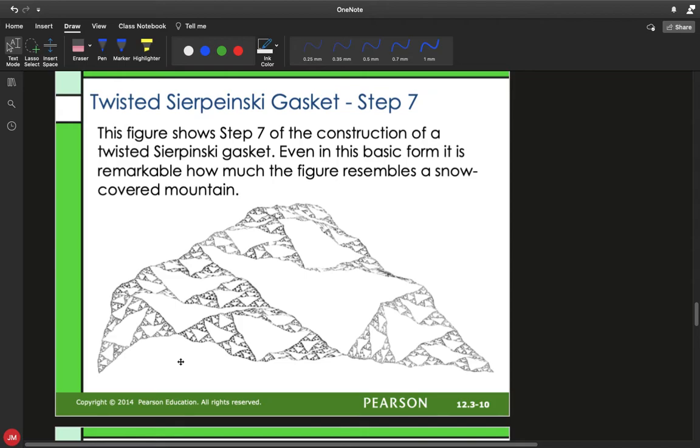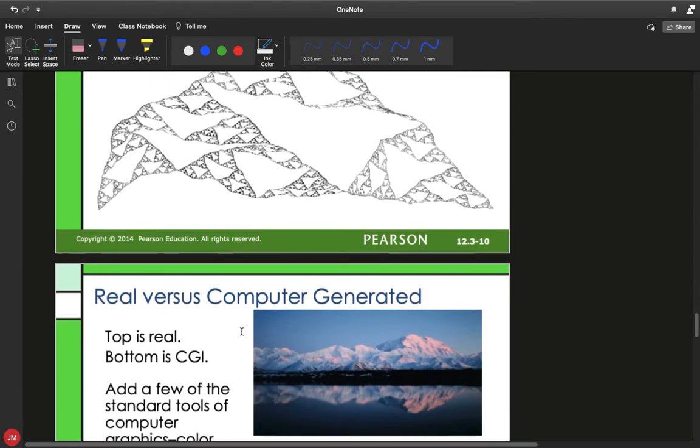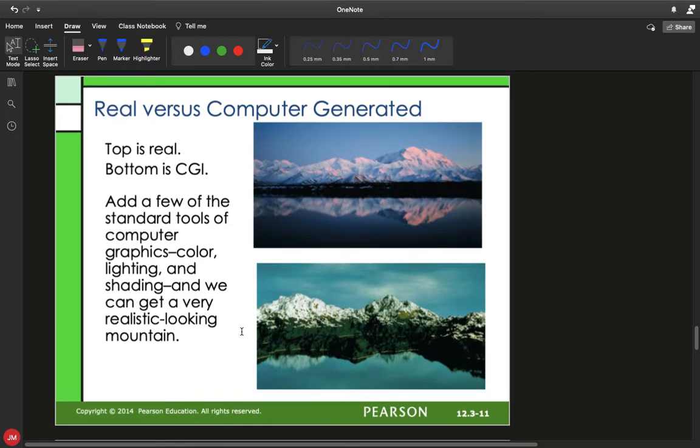One of the things that we'll talk about is that they've actually used this twisted Sierpinski gasket to render images of snow-covered mountains, to create those for different effects. In fact, here's an example of what that is. The top photograph is real. The bottom photograph actually is CGI. It's a computer-generated image, which was created using a lot of the same procedures that we just saw for the twisted Sierpinski gasket in order to get the mountains to look mostly realistic. Pretty cool.